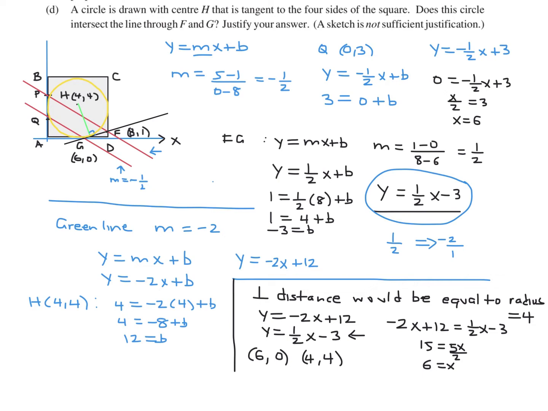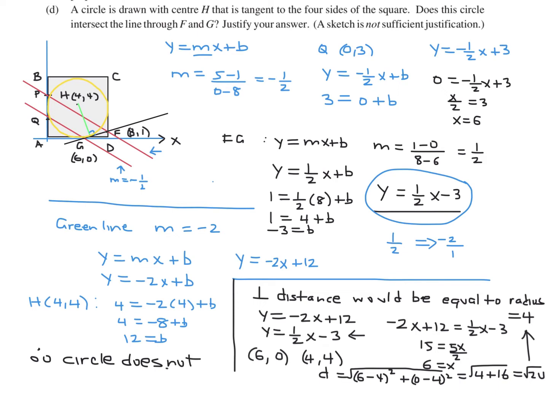Let's see, distance formula. Distance is 6 minus 4 squared plus 0 minus 4 squared, all under the square root sign. And that's what? 4 plus 16, which is root 20. Well, root 20 is definitely not equal to 4. So that means the circle does not intersect the line FG. So therefore, circle does not intersect line FG.